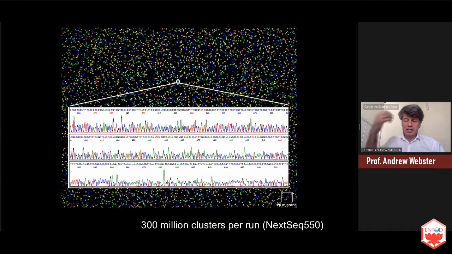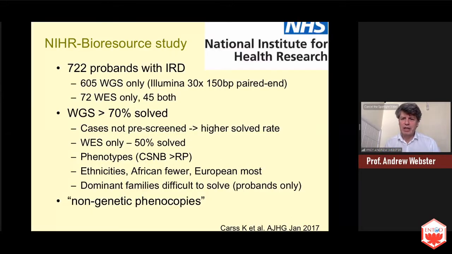In a typical experiment, we use the Illumina platform. We'd have 300 million of these clusters, each generating 150 times 2 paired end reads, which would help us greatly. And we had some early experience of this with the NIHR BioResource study and the Genomics England study.